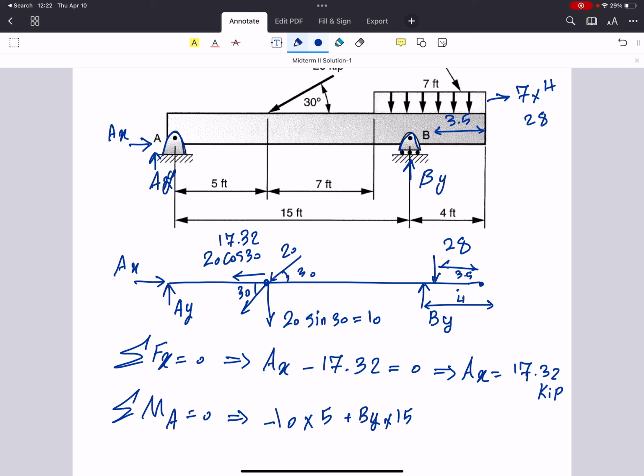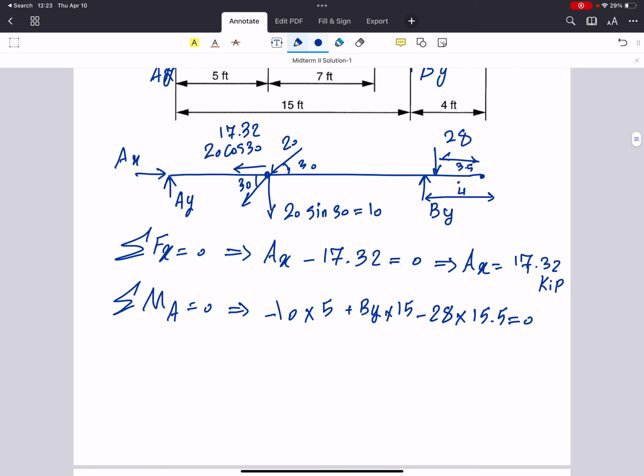And what is the distance? If you look at it, the entire portion is 19, and the 28 is going down, and it is 3.5 away from the end, so it's going to be 15.5. So my 28 is going down times 15.5. When I solve it, I will find BY is 32.3.